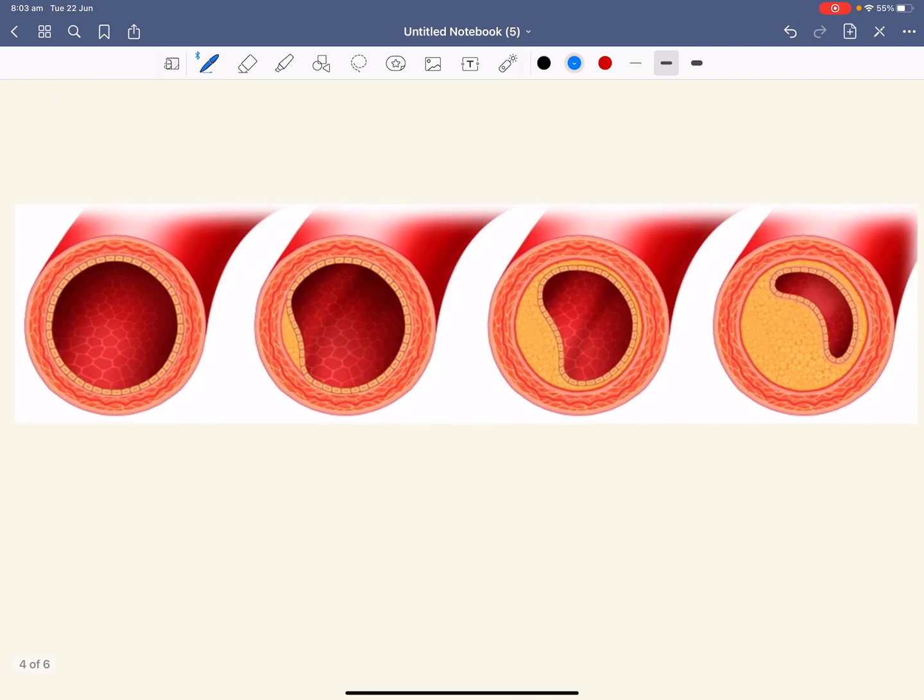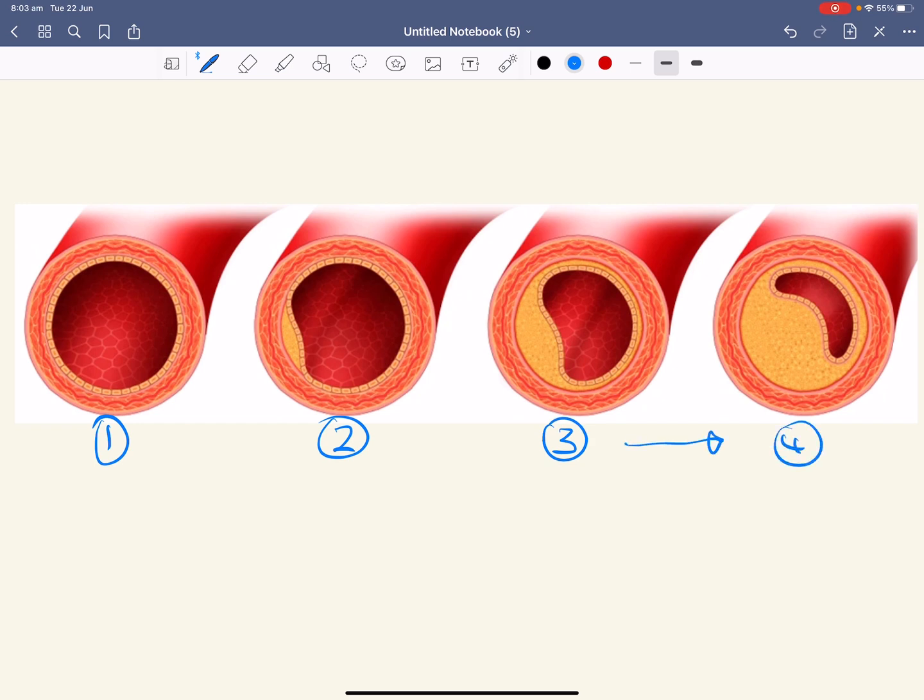Now let's move on to the actual pathogenesis. How does this condition form? Okay, so there's a few steps that you just need to be aware of, and this is why I've shown you the blood vessel here. What I'm trying to illustrate here is different stages: stage 1, stage 2, stage 3 into stage 4.